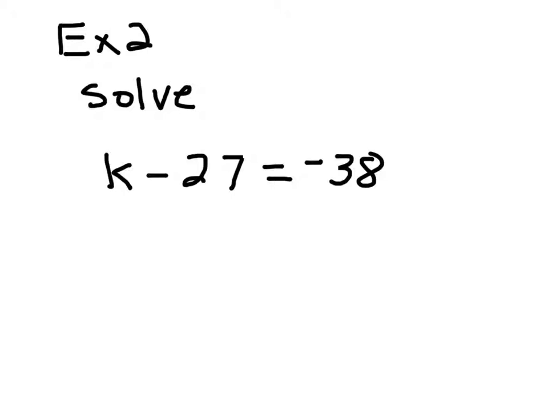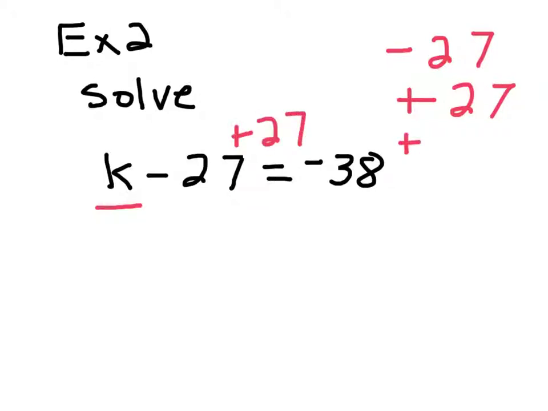Now the first thing that I'm going to do is ask myself, what are they doing to k? What are they doing on that side? And you can plainly see they're subtracting 27. So now I'm going to ask myself, well, what's the inverse operation of subtracting 27? Well, it's to add 27. So I'm going to add 27 to both sides. Remember, what you do to one side, you have to do to the other side.